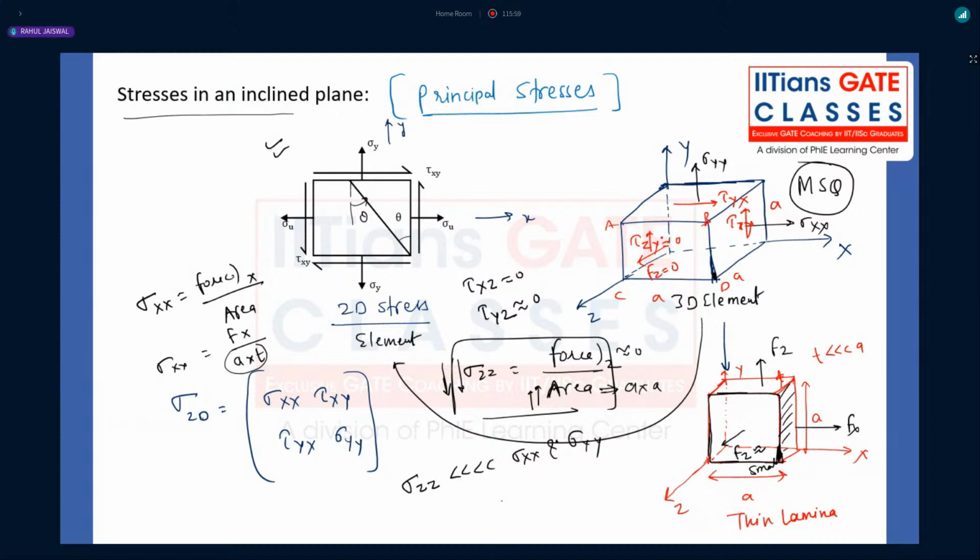Now understand, this is your element. What do we call this element, where forces are there only on the X face and Y face? There is no force on the Z face. That is also a 2D stress. If you write a 2D stress element, it will be sigma xx, tau xy, tau yx, sigma yy.